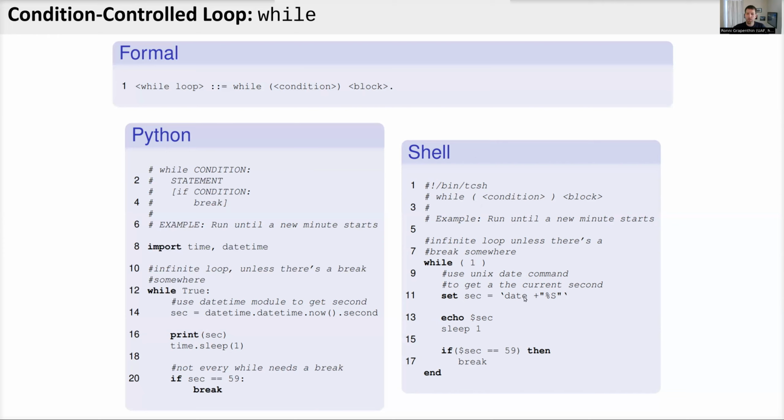We use the Unix date command to get the current second. We print it to the terminal. We sleep for a second. We check whether it is 59. If so, then we break. Otherwise, we continue doing this until we reach second being 59.